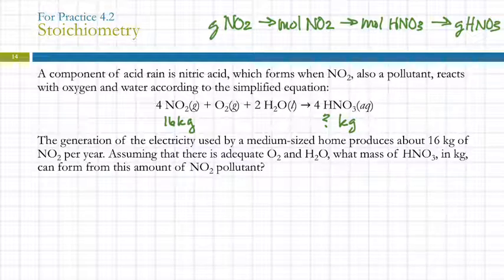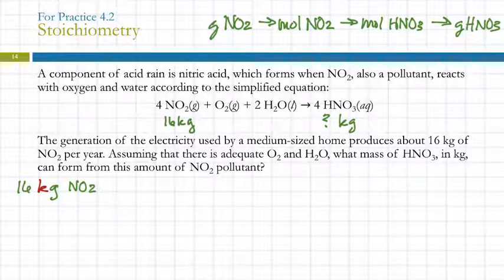Because kilo is a prefix that means times 10 to the third, right? So it just changes the size of the unit. So I'm going to treat kilo sort of as its own unit, and I'm just going to let it sit there. So I'm going to start here with 16 kilograms of NO2. And I put the kilo in red just to sort of highlight it.